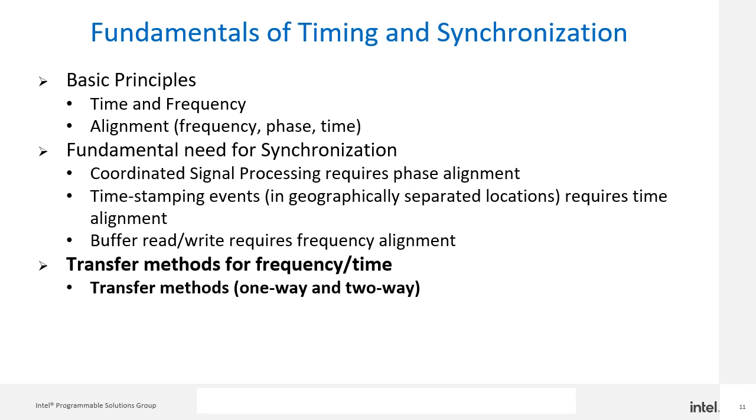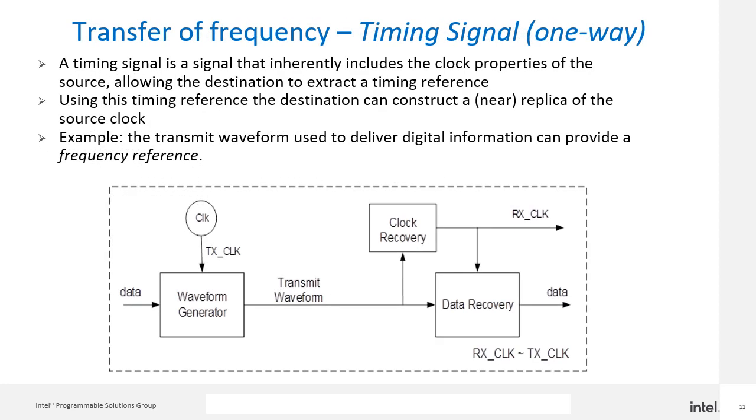I'm going to talk next about the transfer methods. So this is how you deliver timing information from one point to another. So the basis, you need to do that in order to synchronize two clocks. Take the example of transmission of a bit stream.